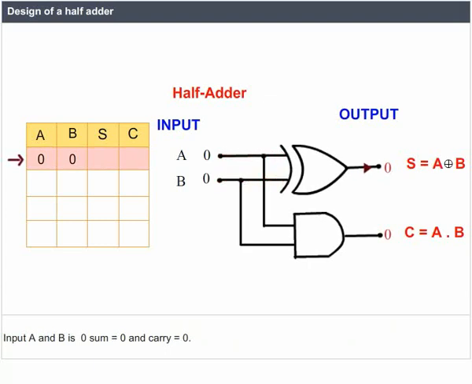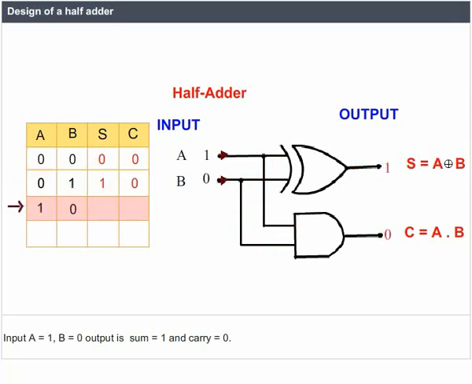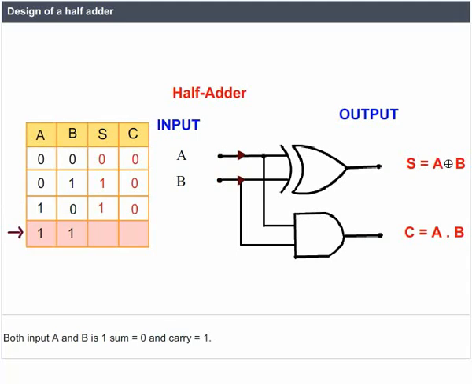Inputs A and B are 0: sum equals 0, and carry equals 0. Input A equals 0, B equals 1: output is sum equals 1 and carry equals 0. Input A equals 1, B equals 0: output is sum equals 1 and carry equals 0. Both inputs A and B are 1: sum equals 0 and carry equals 1.